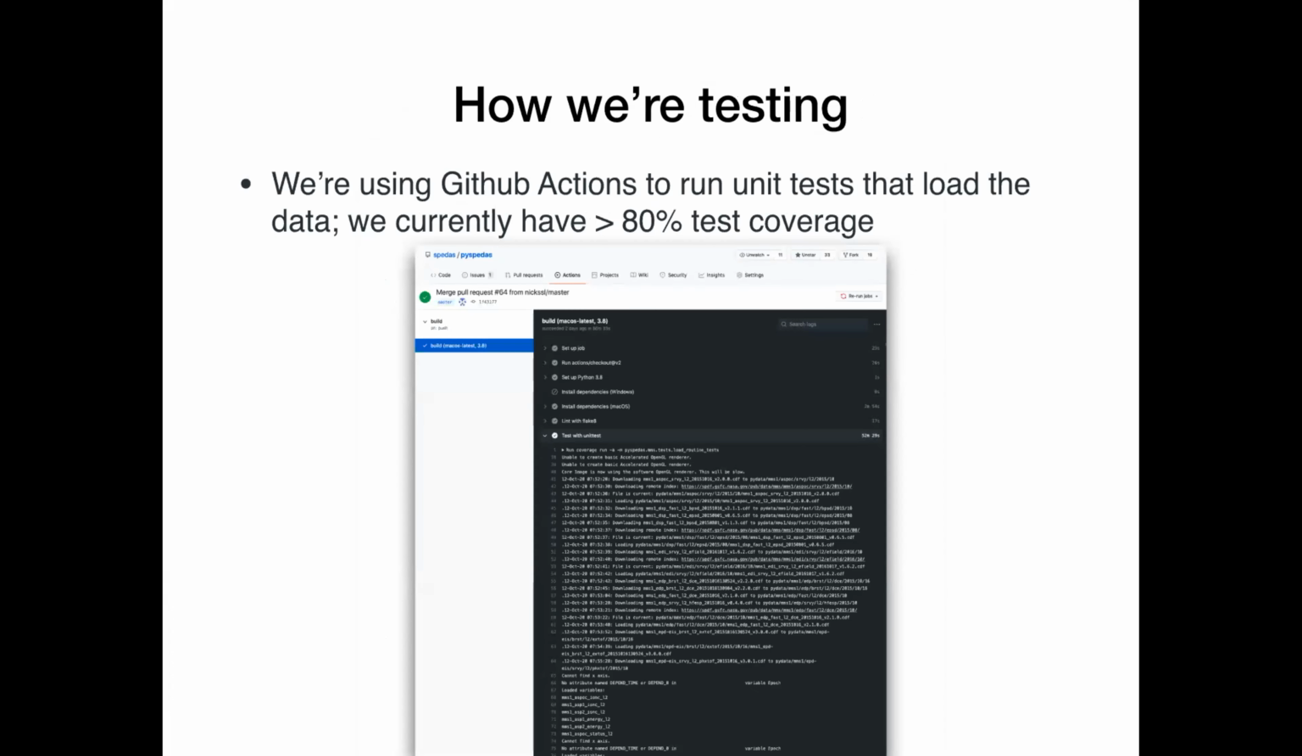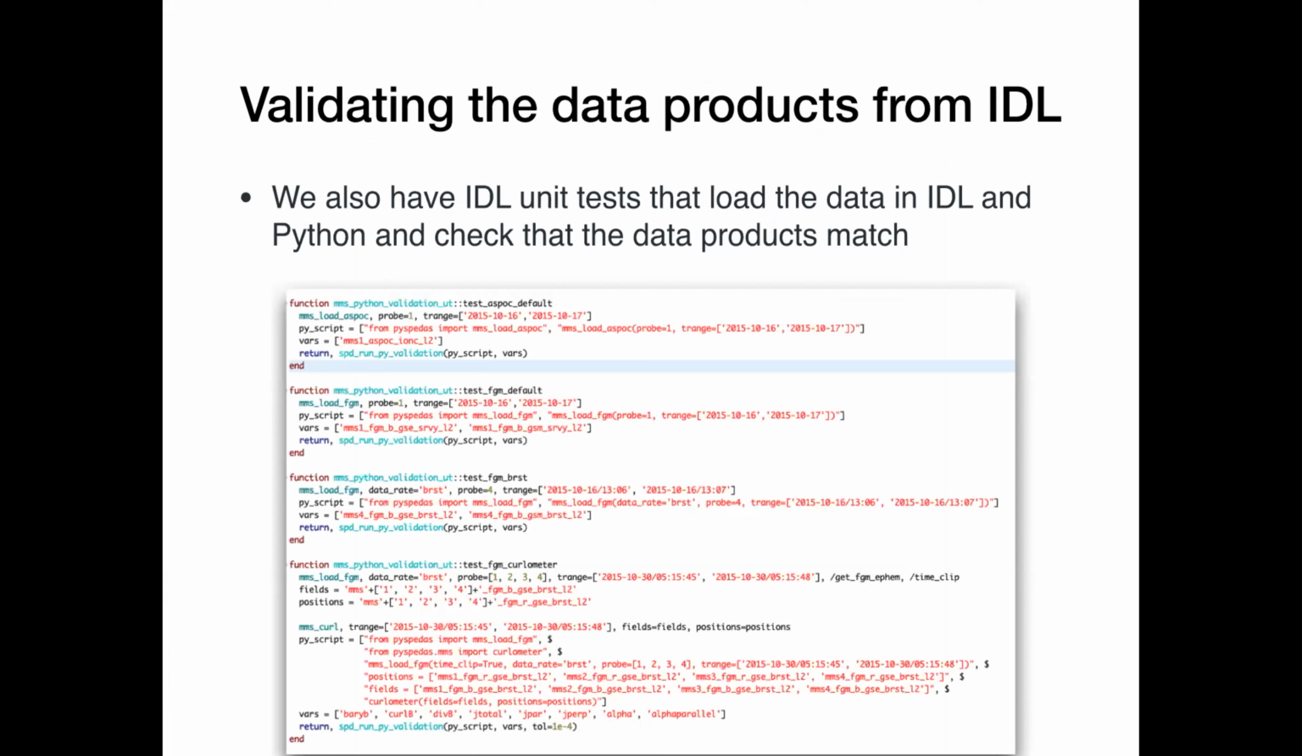So we're using GitHub Actions to run unit tests that load the data. We currently have more than 80% test coverage. So every time we commit, it goes out and runs the test suite and loads the data and checks if the data were actually loaded. And we're also validating that the data products match those from IDL. We use the MG unit test suite in IDL to run tests in IDL.